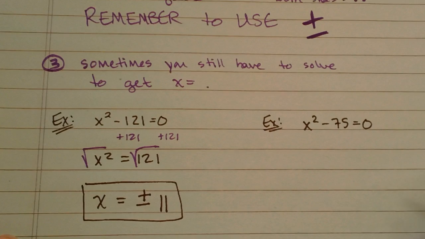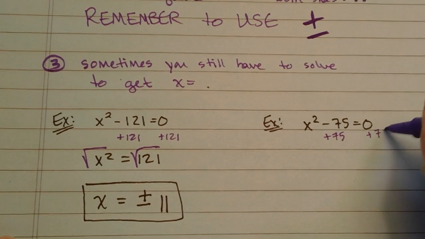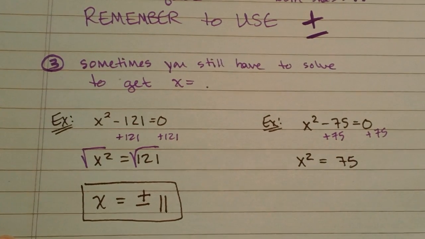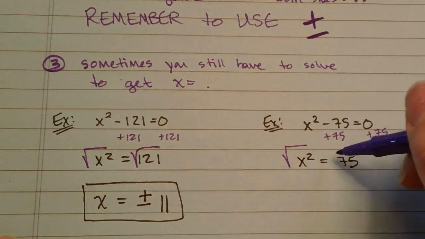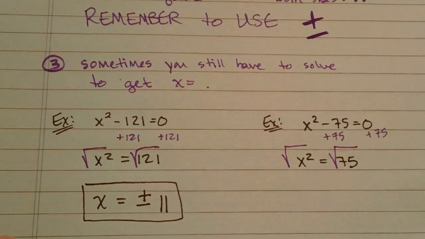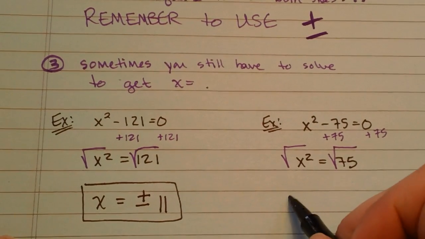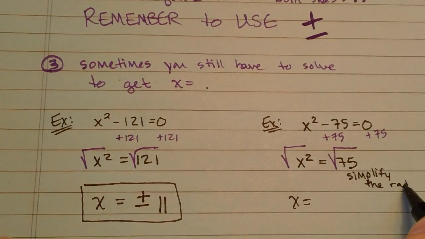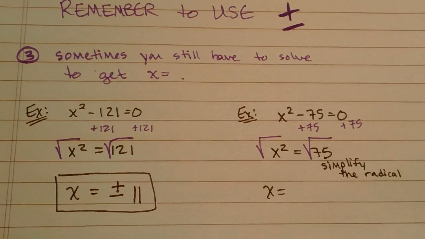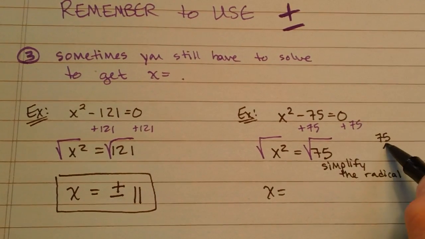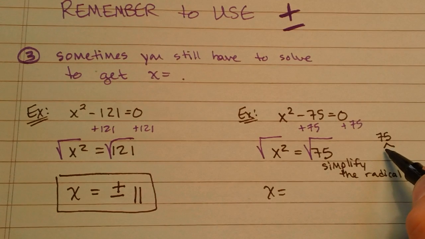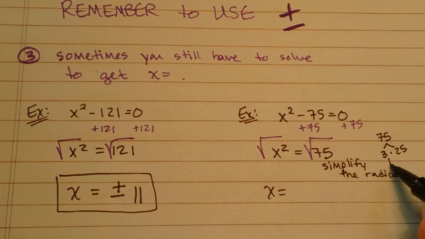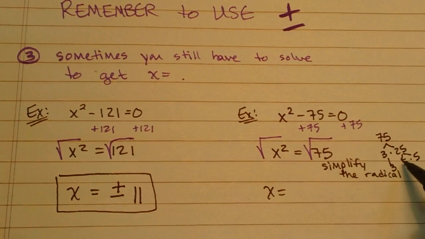On the next example, you'll notice that when you add your 75 to both sides, so you get x squared equals 75, it's the same steps we've had, but when we take the square root of 75, 75 is not a perfect square. That's okay. What we're going to do is simplify that radical. So we'll have to split 75 into its factors. Let's see, 75 can be 3 times 25.